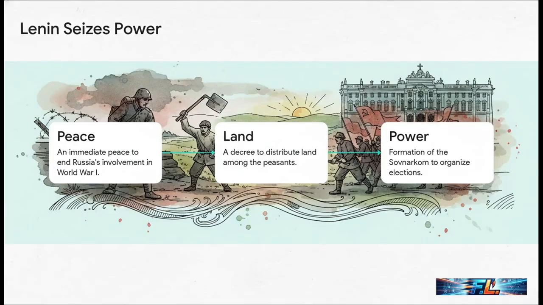After storming the Winter Palace and overthrowing the government, Lenin acted with stunning speed. He immediately did what the old government wouldn't. He declared an immediate end to the war. He decreed that land would be distributed to the peasants, and he created a new body to organize elections. He gave the people exactly what they'd been screaming for.